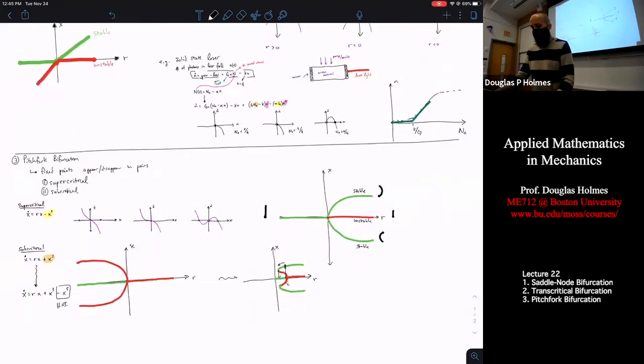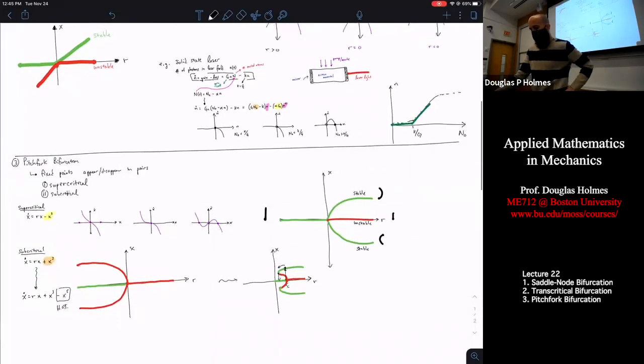I wanted to show you how to simplify the buckling problem so that you can see that it looks like an equation of this form, but I don't think I have time to do that. So apologies. Questions on the Pitchfork bifurcation?